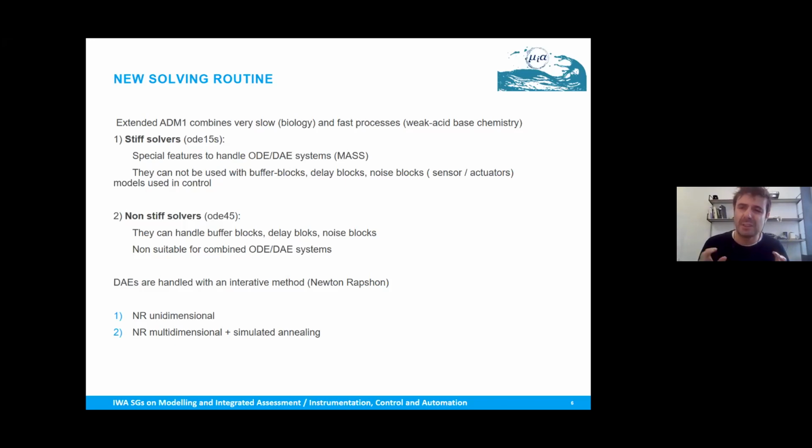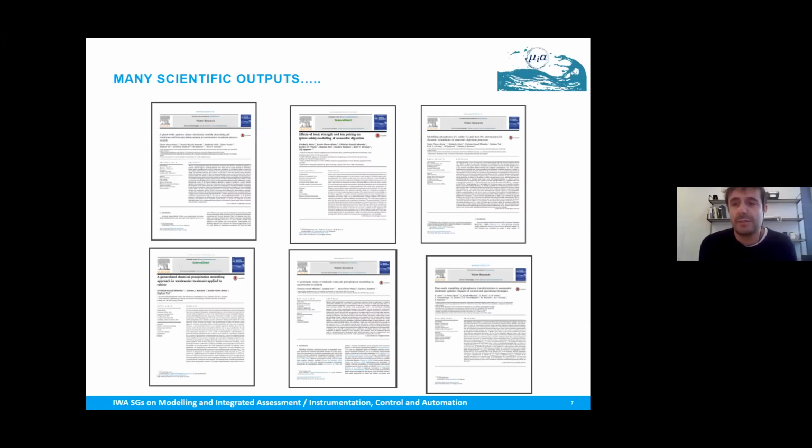So we had to go for non-traditional, or more traditional, stiff solvers and non-stiff solvers, because these are more appropriate for control. But of course, they cannot handle stiff systems. So we had to develop a new numerical method based on a multidimensional version of the Newton-Raphson. So we had a new biochemical, a new physical-chemical, a new solving routine, and we produced quite a lot of scientific outputs. These were very exciting times for us because we got so many papers, and also because there was so much to be done.